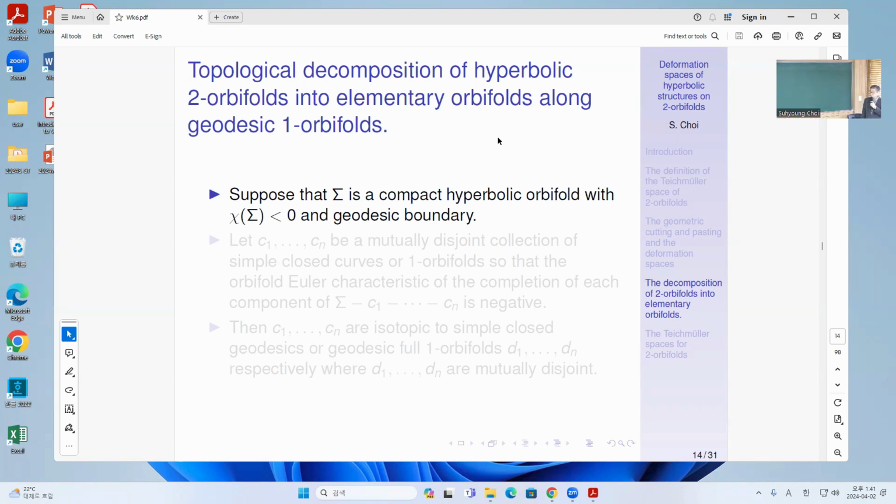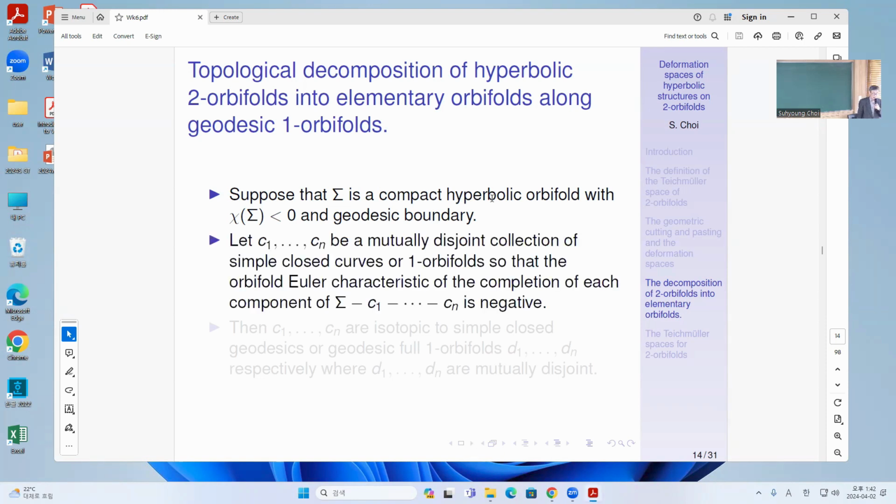I will go to the next topic. I want to talk about the topological decomposition of hyperbolic orbifolds into elementary orbifolds using geodesic one-orbifolds. Sigma is a compact hyperbolic orbifold with negative orbifold Euler characteristic and has geodesic boundary. So the boundary could be a one-orbifold or a closed curve, right?